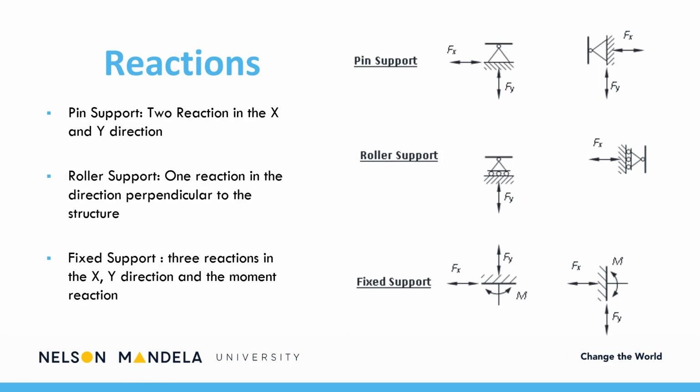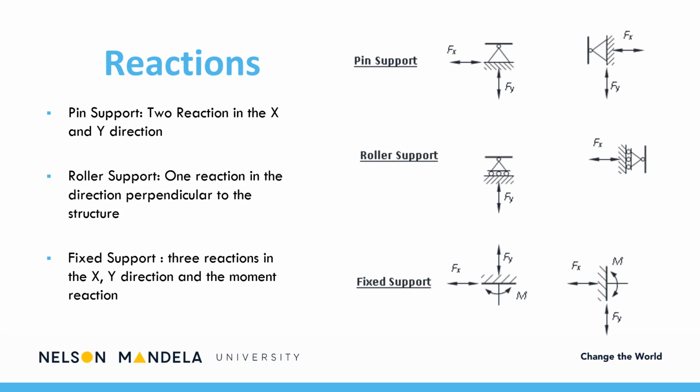If you apply Newton's third law, every action must have a reaction. So which reactions are we going to be dealing with here? Mainly three: the pin support, which has two reactions. It can resist anything going in the horizontal direction and anything going in the vertical direction, regardless of how it is shown on your diagram.